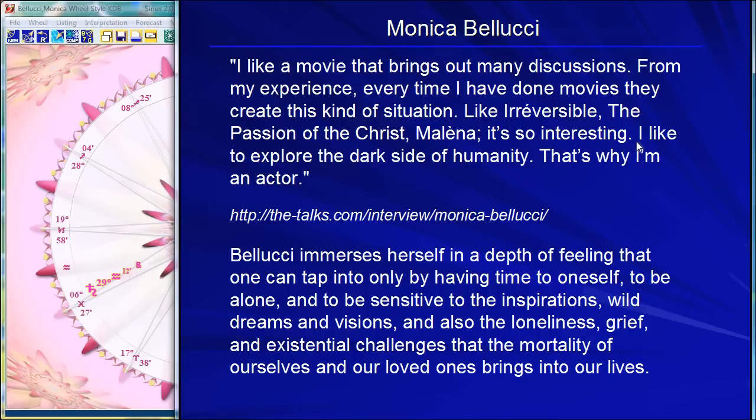She played one of her famous roles where she's married, and in the role she's playing, the husband leaves, and she has to resort to prostitution. These are the kinds of agonizing, soul-searching depths that explore what our real values are, the conflicts, all part of the depth and inspiration of that golden string. Wild dreams and visions, loneliness, grief, existential challenges that the mortality of ourselves and our loved ones brings into our lives.